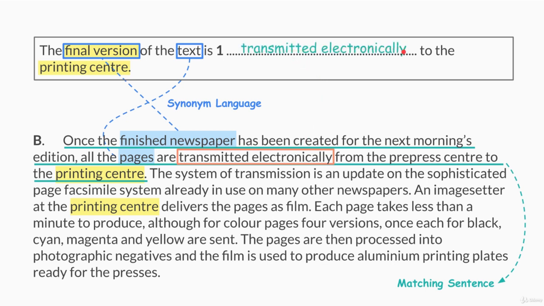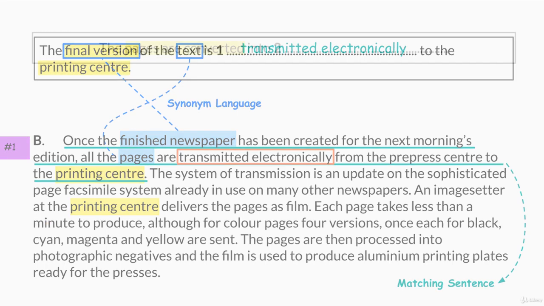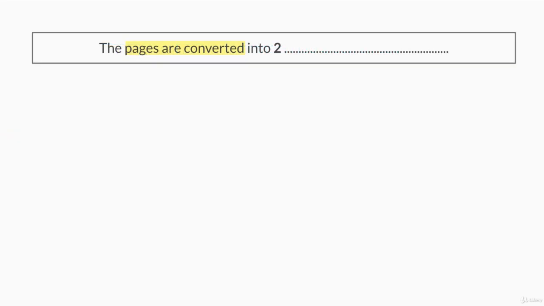And once you have filled out that answer, just put the question number next to the matching sentence where you found your answer. So now that I know I found my answer to question number 1 over here, there is a very high probability that I'm going to find the answer to question number 2 after this line. Why? Because these questions mostly go in order. So let us now move on to question number 2.